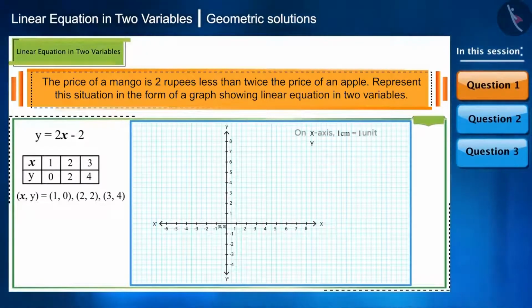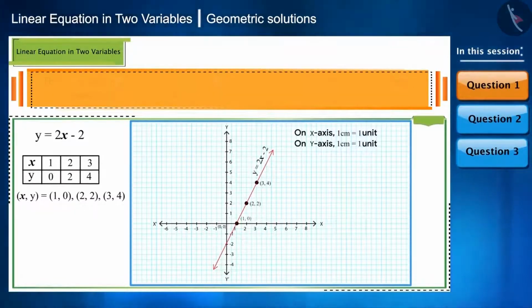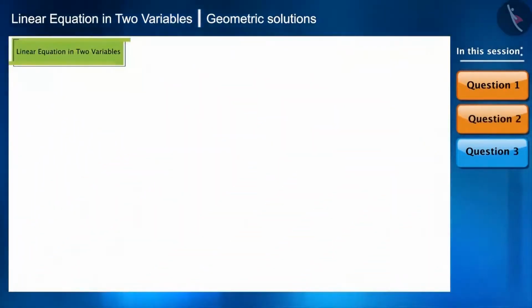First, mark the units on x and y axis. Plot all 3 coordinate points. Now draw a line through these points. And this will be the graph of the equation y = 2x - 2. Now, let's look at the next question.